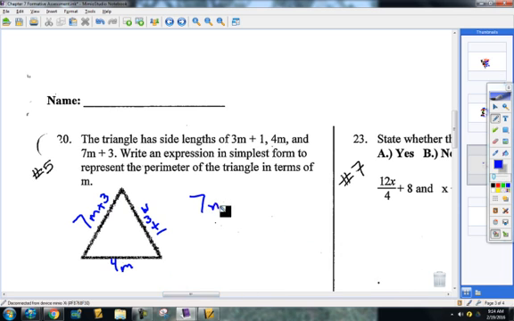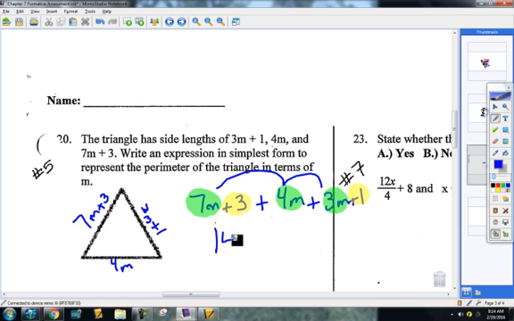So it's going to be 7m plus 3, 7m plus 3, plus 4m plus 3m plus 1. So now we're just simplifying, just like we did on the other one. So I see 7 m's, I have 4 m's, I have 3 m's. I have 3 constants, I have 1 constant. I can combine all these. That's going to be 14m plus 4.